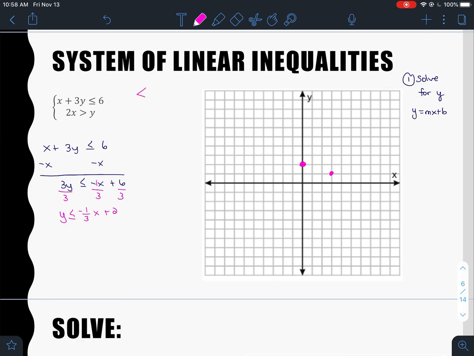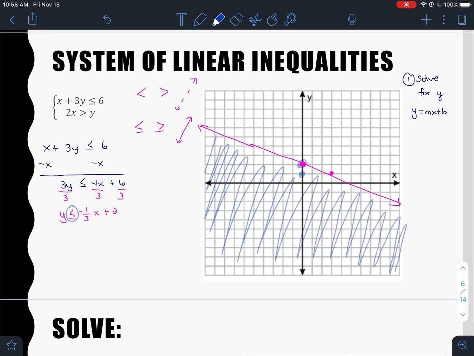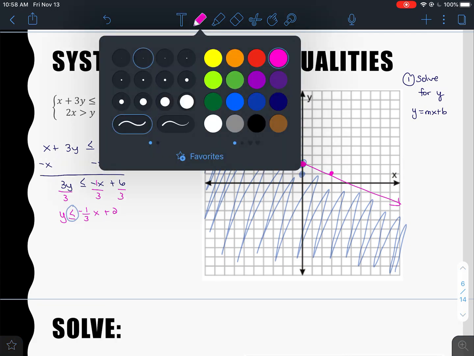And then if you remember from last unit, if it is less than or greater than, then we're going to have a dashed line. And if it's less than or equal to or greater than or equal to, we will have a solid line. So notice in our first equation, we have y is less than or equal to negative 1/3 x. So it's going to be a solid line through those points. And then we are saying that the y values are less than the line. So if this is a y value right here of 2, the y values are less as we go down. So I'm going to shade below that pink line. So that's going to represent all of the solutions to that first equation.